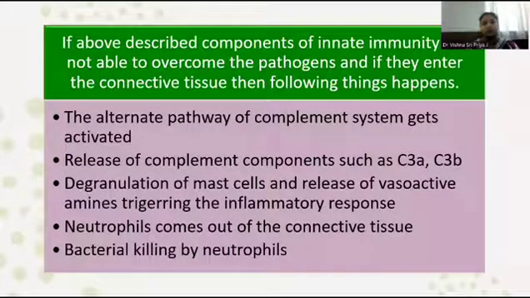as well as disease conditions. If the GCF fails in using its components of innate immunity to defend against the pathogens, then they enter into the connective tissue and the following things happen. The alternate pathway of the complement system gets activated. The release of complement components such as C3a and C3b happens. Degranulation of the mast cells and release of vasoactive amines trigger the inflammatory response. Neutrophils come out of the connective tissue and bacterial killing by the neutrophils happens.